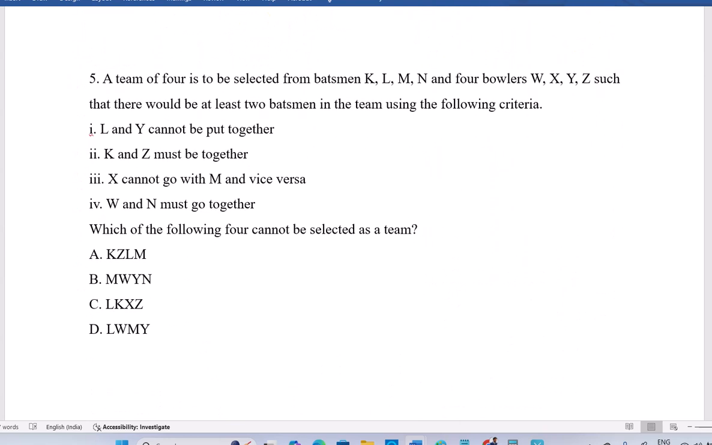Now here, cannot be selected, guys. Read the question carefully. Cannot be selected. Directly I can go for option D, because L and Y cannot be put together. L and Y are together. Don't scratch your heads. The question is regarding cannot be selected. Which cannot be selected as a team? It's obviously option D.